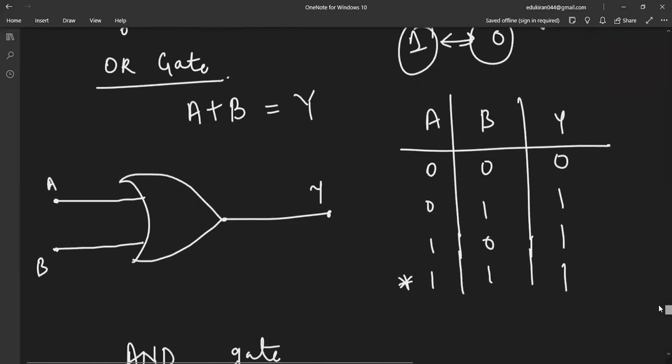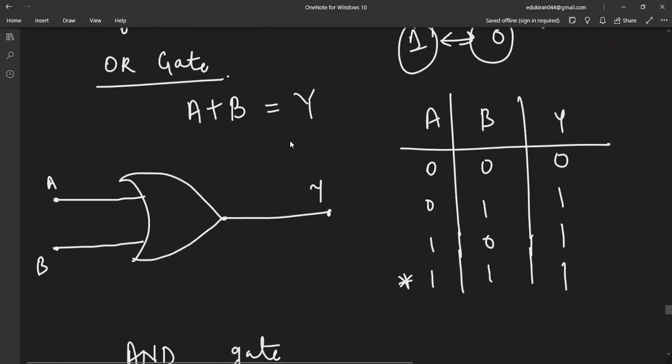Now for the OR gate, A plus B is equal to Y. A is there, B is there, and this is the Y. This is known as the truth table. So A plus B is equal to Y. This is how the gate looks, and the operation is this: A plus B is equal to Y.